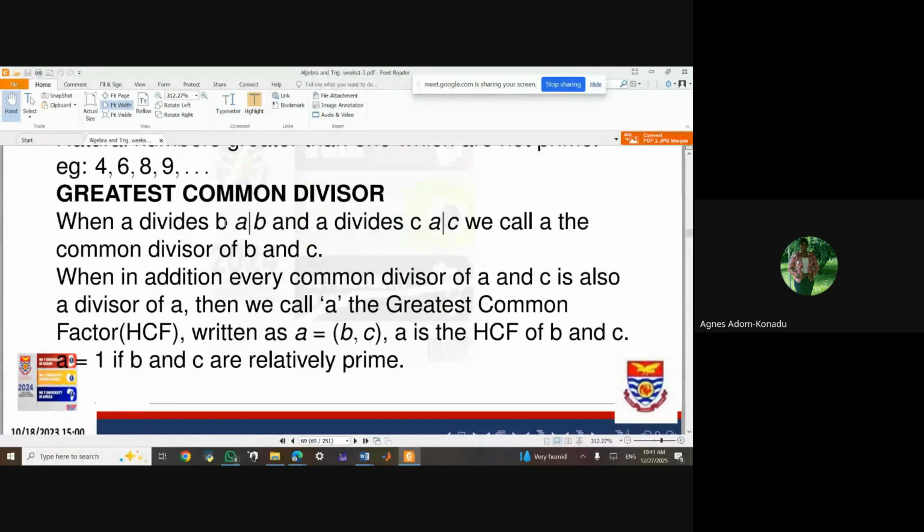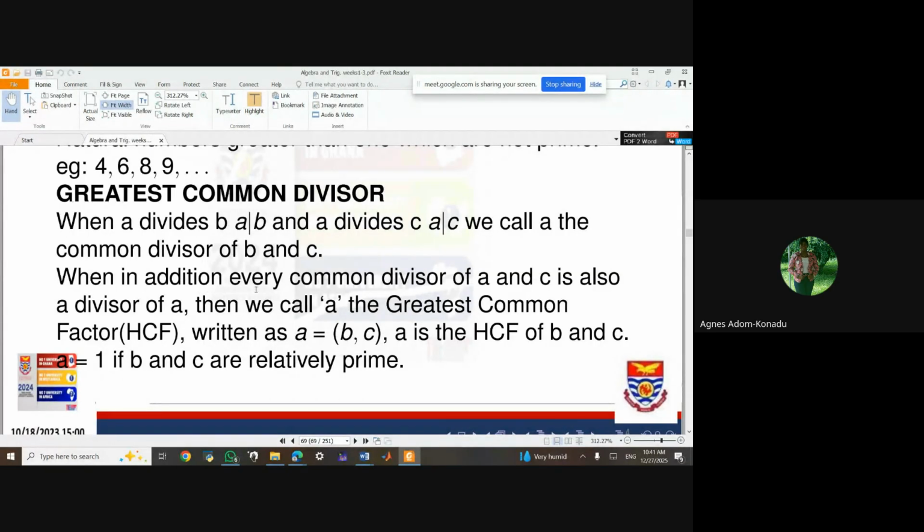So I have 2 numbers, B and C. If my A divides B and my A divides C, then I call A a common divisor of B and C. Are you okay with the common divisor? Yes, if my A can divide B and my A can divide C, then I call A the common divisor of B and C.